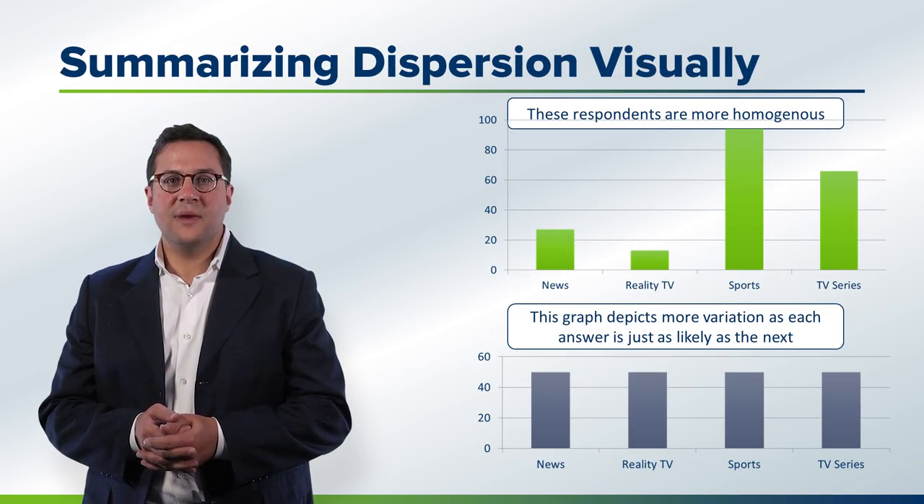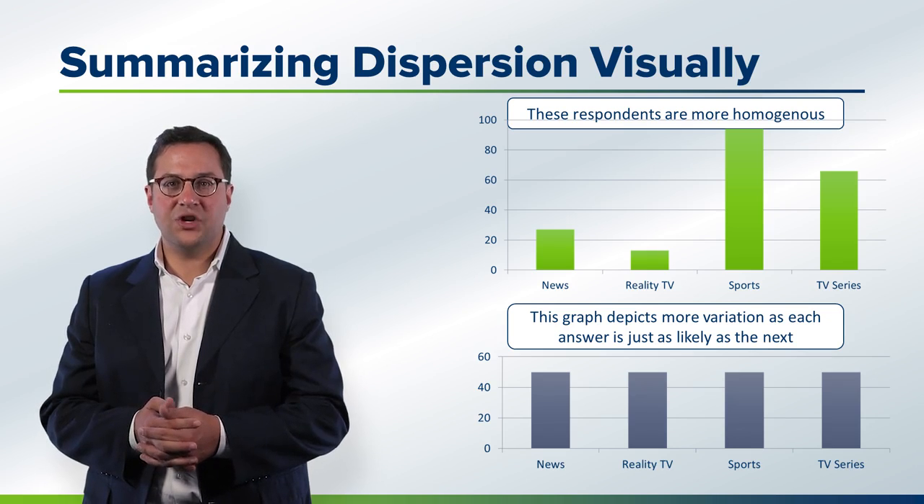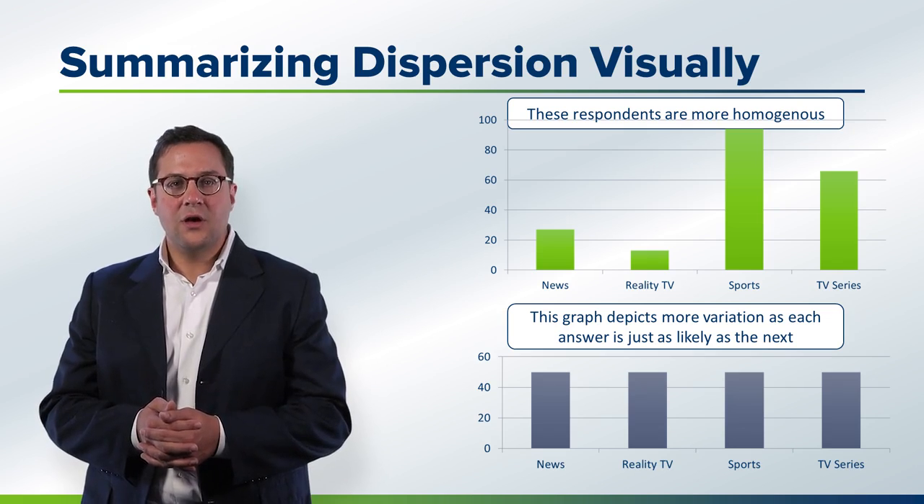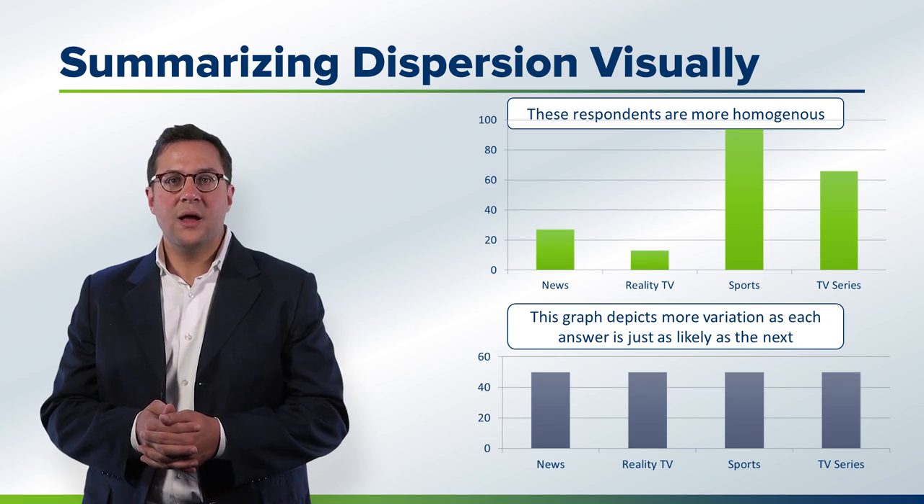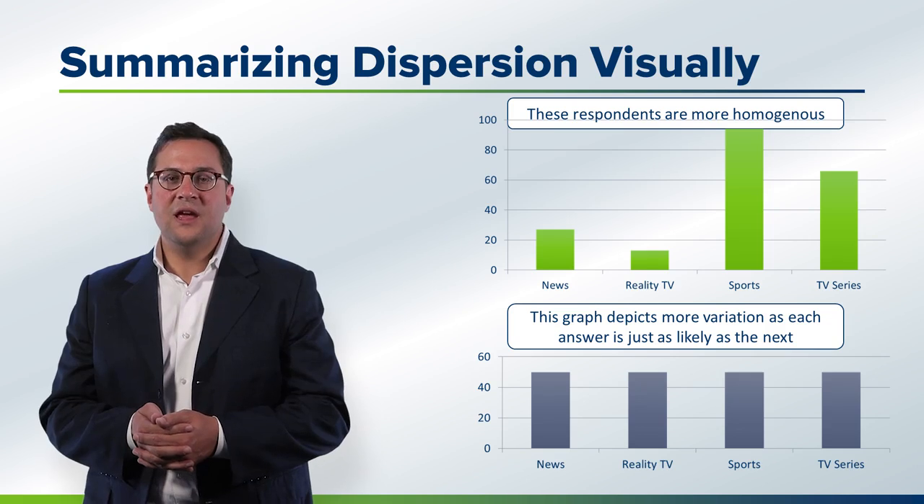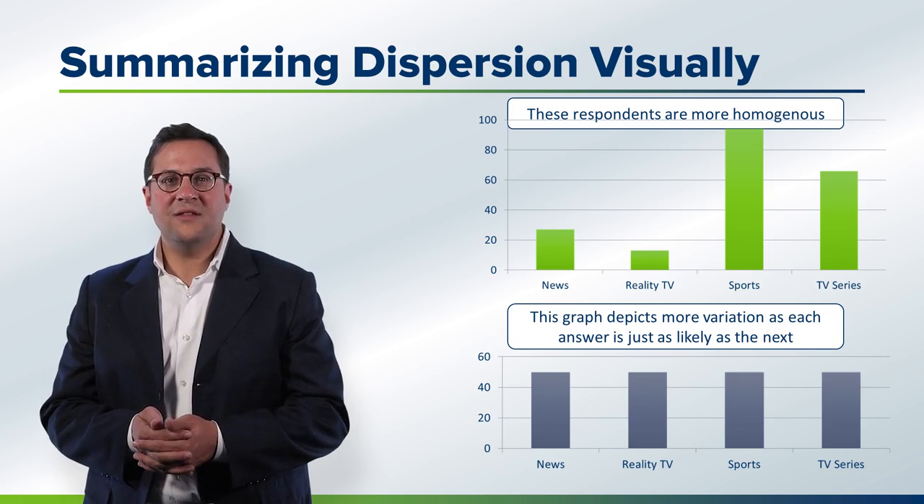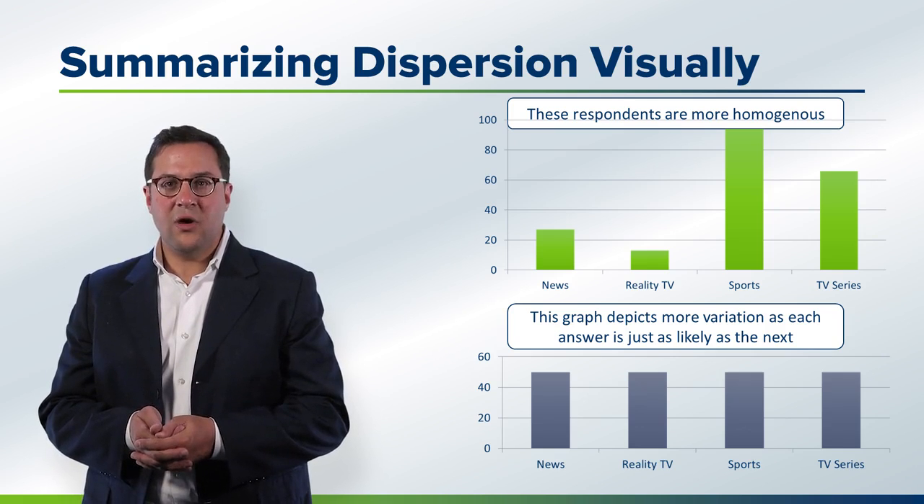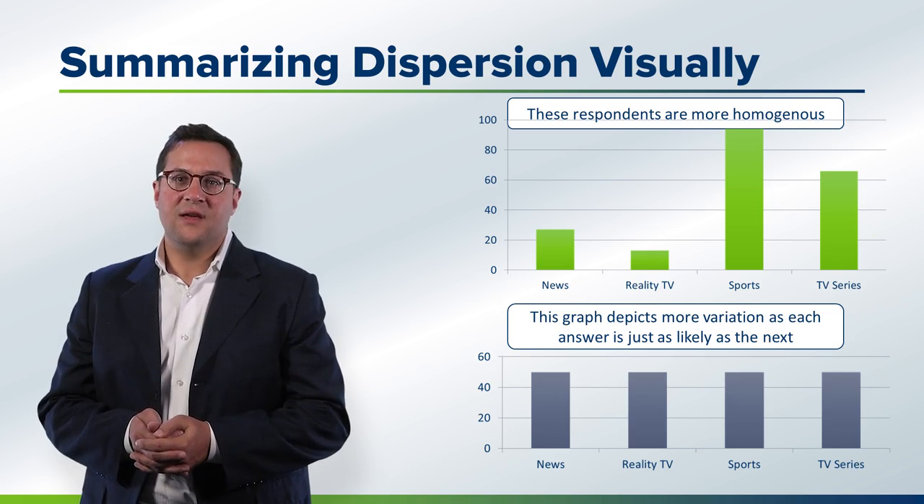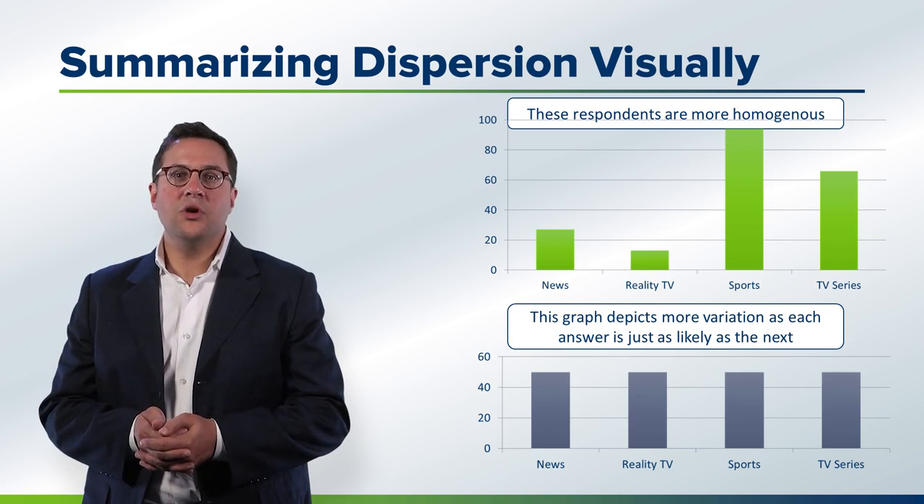Another question that you might want to ask yourself is which of these two graphs depicts more variation? In this case, the graph on the bottom is the one that gives you the sense of more variation. Why? Because each of the options is equally likely. That means that everyone in the survey is very different in their TV preferences. On the contrary, the graph on the top indicates that one answer gets more responses. And so that tells you that the respondents are quite homogeneous with respect to their favorite type of TV program.